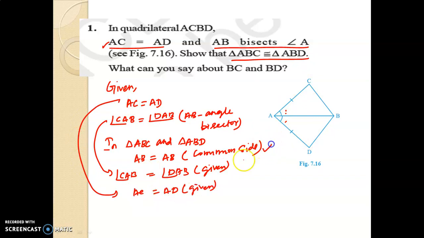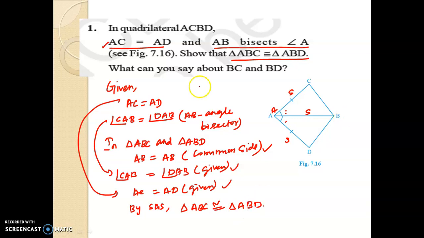Now from the three relations, this one is side, angle, side. So yes, this one also satisfies. Therefore, by SAS criteria, triangle ABC is congruent to triangle ABD.